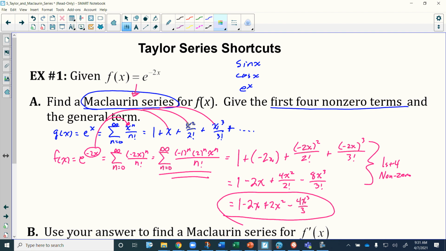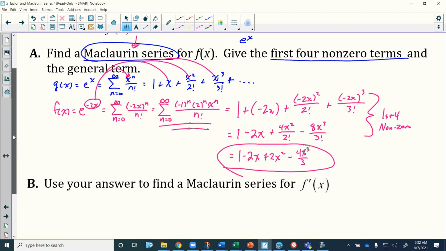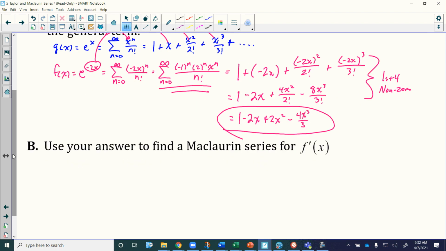So that's how we're using, again, I'm not sure if it's so much of a shortcut, but it's still a similar strategy to things that we were doing with some of our convergence tests. We're taking something that we know, something that we can compare it with, to help us create, in this case, a new Maclaurin series. Now, the next part of this question, the follow-up, says use your answer to find a Maclaurin series for the derivative of f of x. Okay? So we can do that. It's not really going to be too challenging here.